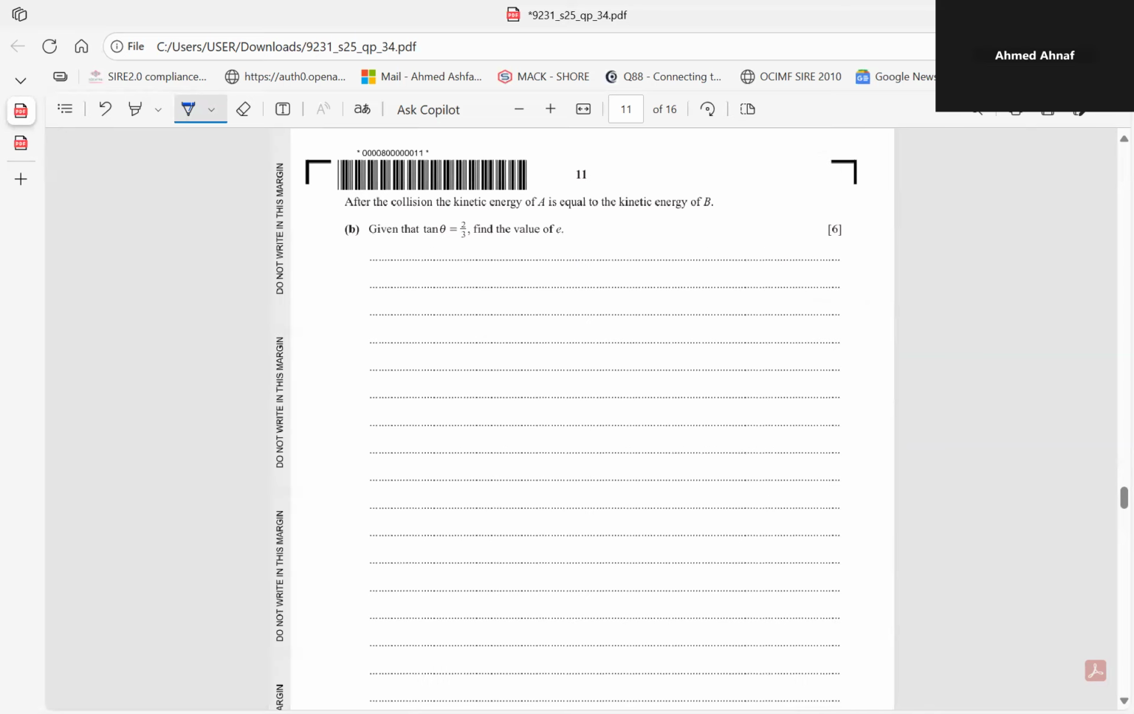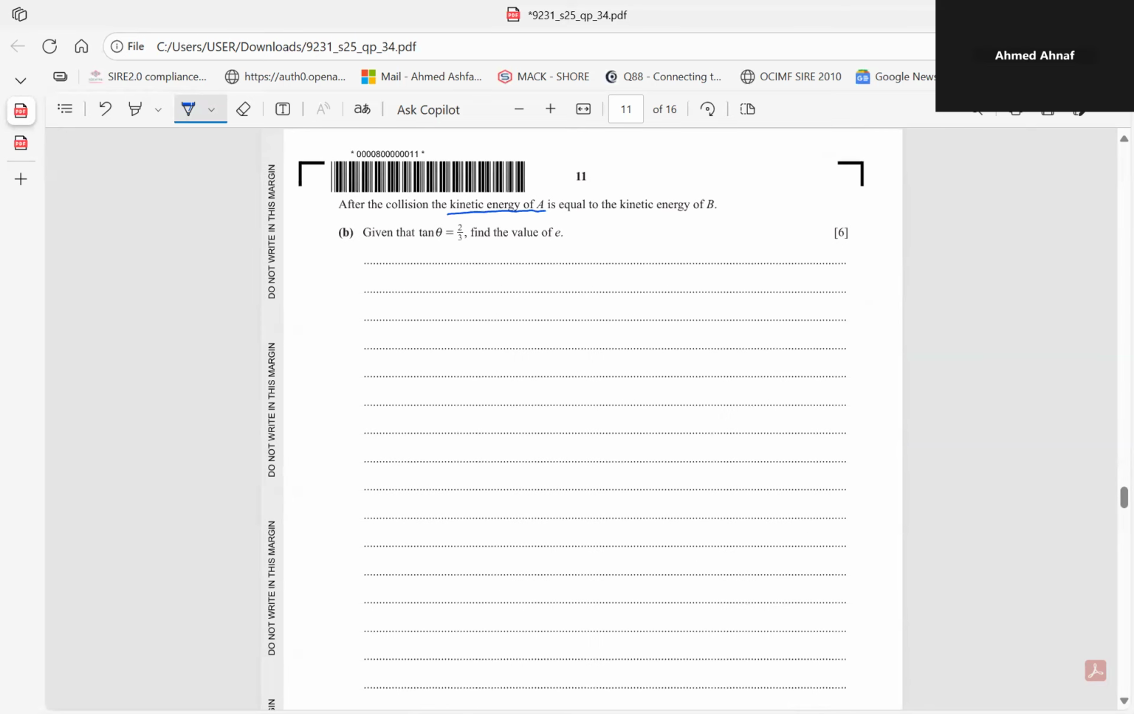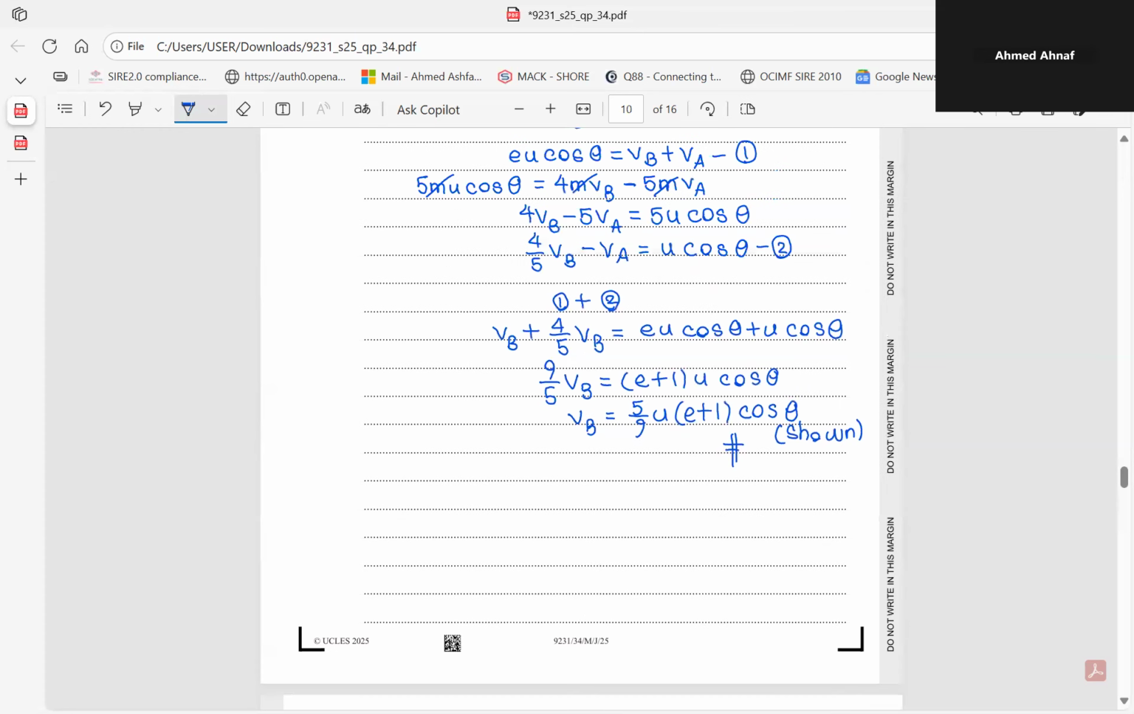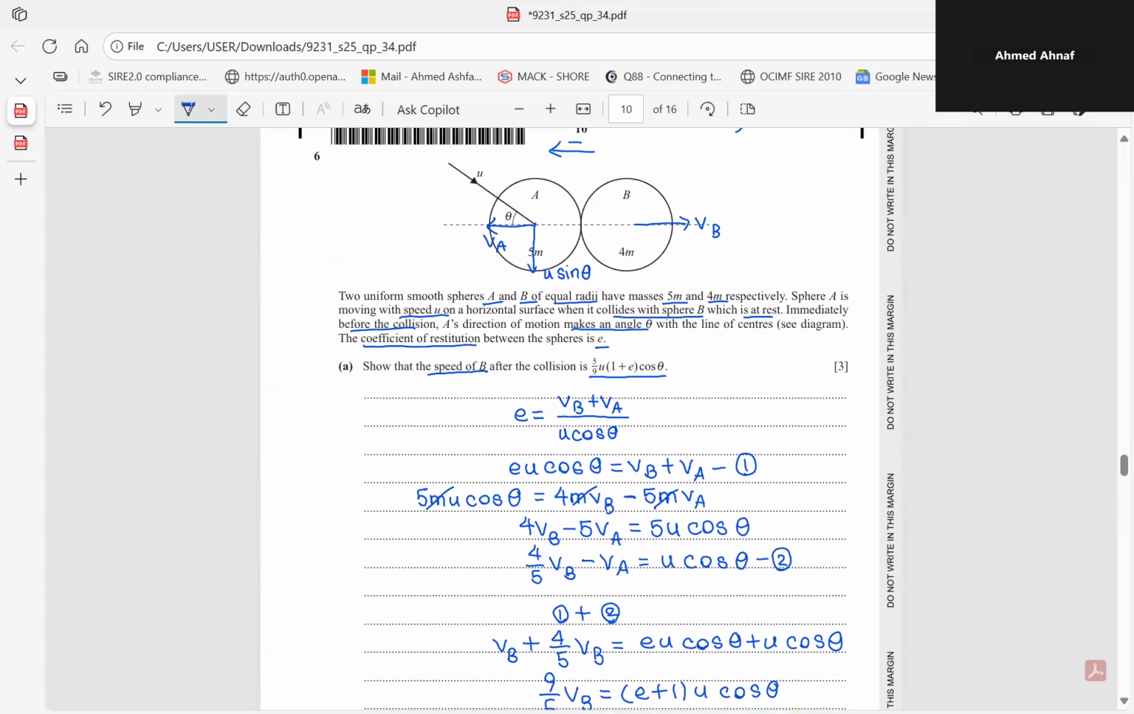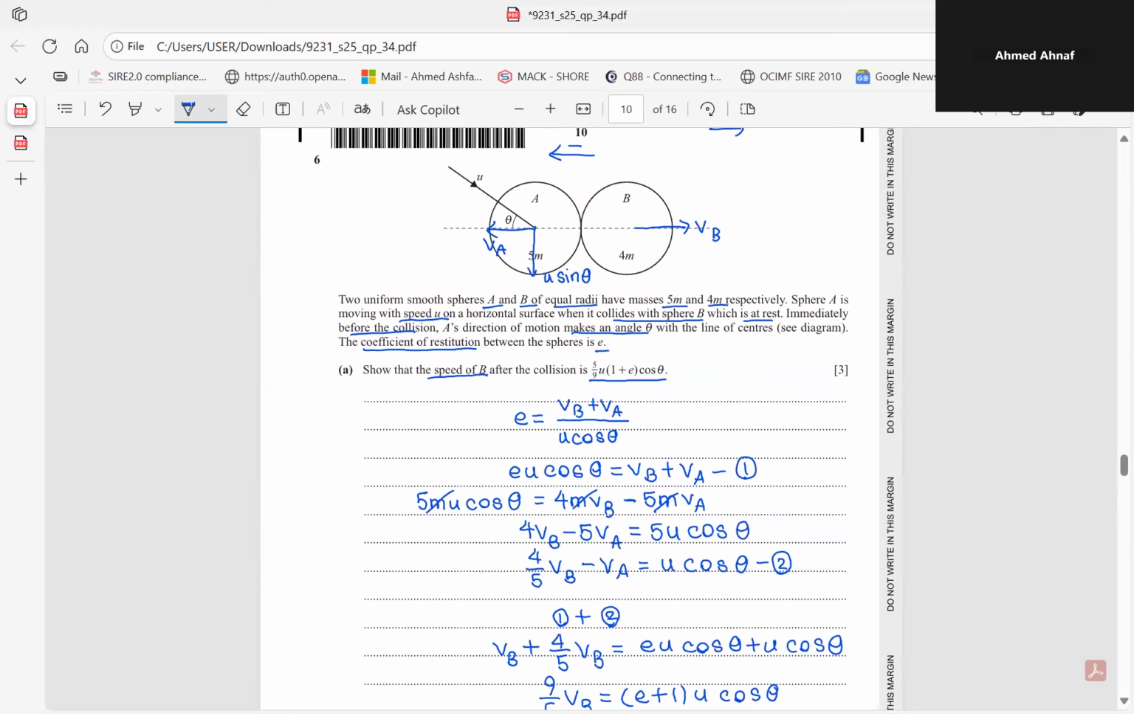Okay, so now they told us that after the collision, the KE of A is equal to the KE of B. We were told that tangent theta is 2 over 3, and we have to find the value of e. To find the KE, we have to find the initial and final speeds of both A and B. So the final speed of A, we're going to let this be V.